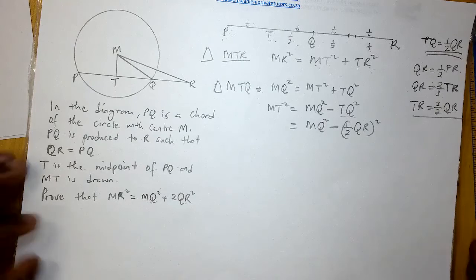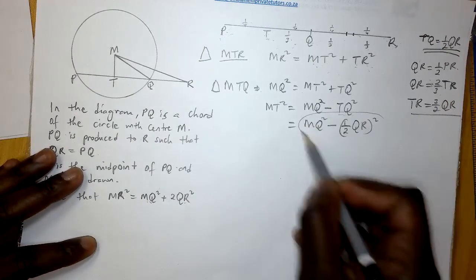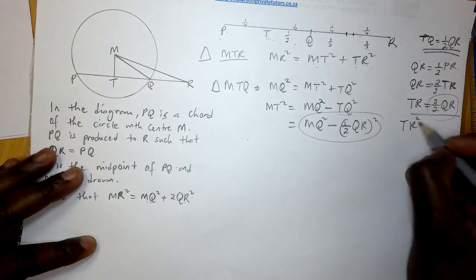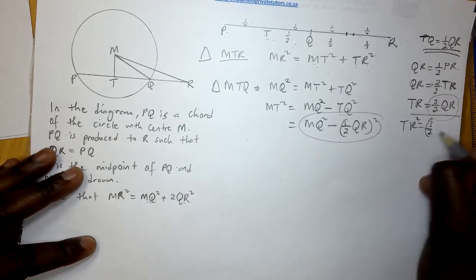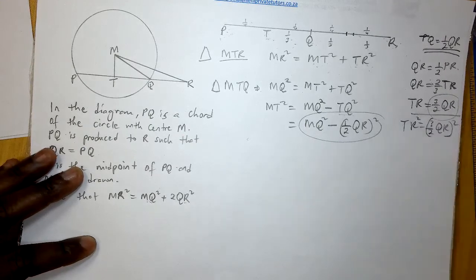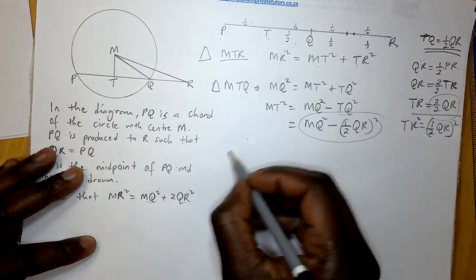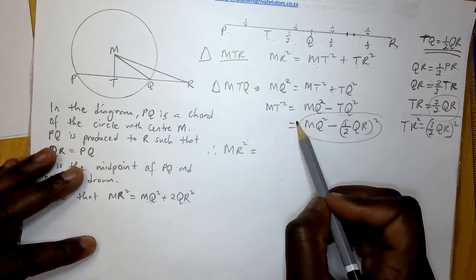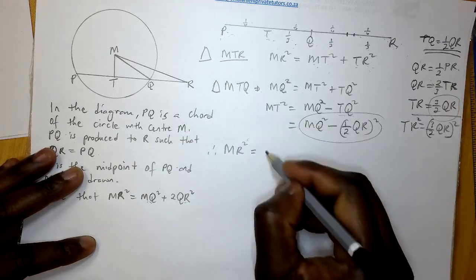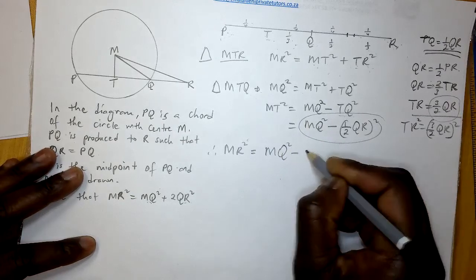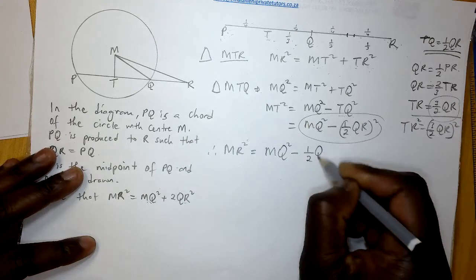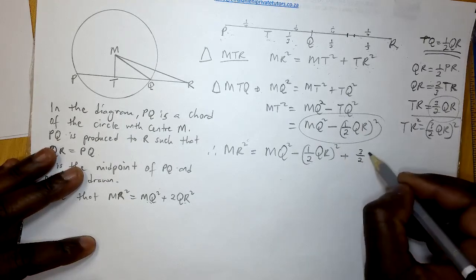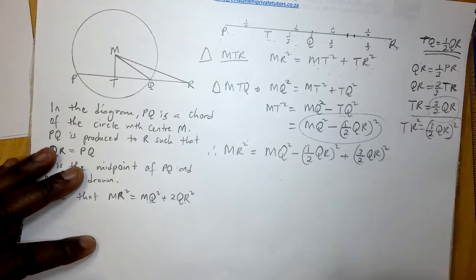So what do we end up having now? We're going to take this and add it to this. So TR squared is equal to 3 over 2 in brackets QR squared. Then MR squared is equal to MT squared. What is our MT squared? It's going to be MQ squared minus 1 over 2 QR squared, plus 3 over 2 QR in brackets squared. That's what we're having there.